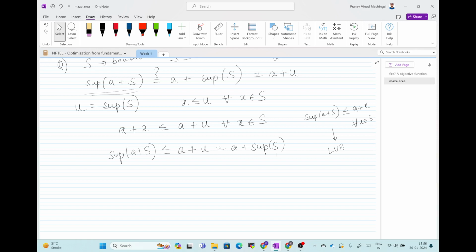I don't know, but should we assume sup of a plus S is equal to something like z, and then z will be greater than all a plus x, and then the sign will get changed? Since sup of a plus S is equal to some z, can I write like this? Therefore, z is greater than or equal to a plus x, where x is in the set S, for all x in S.